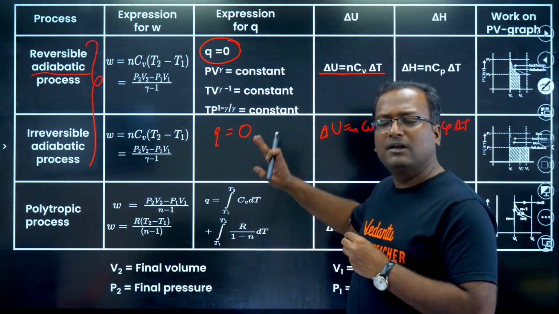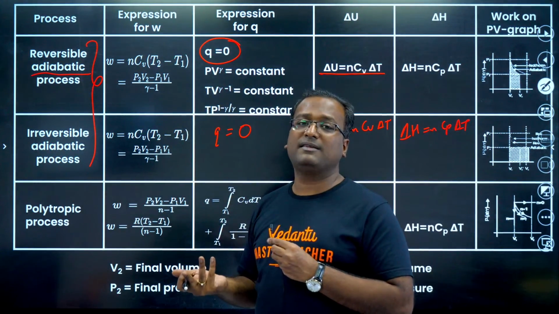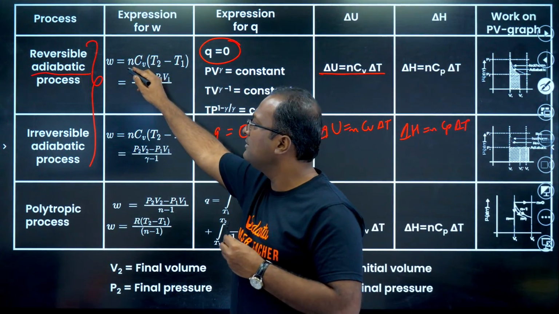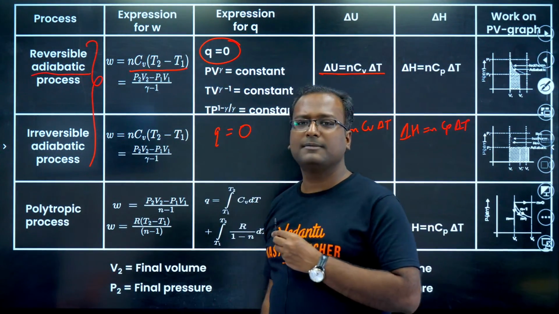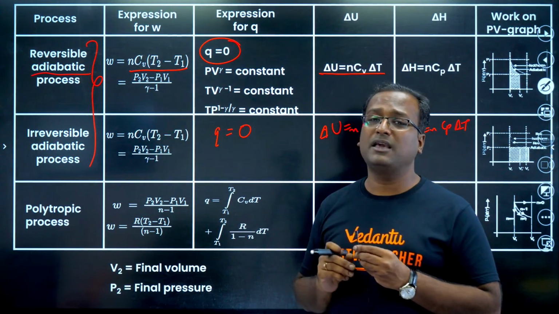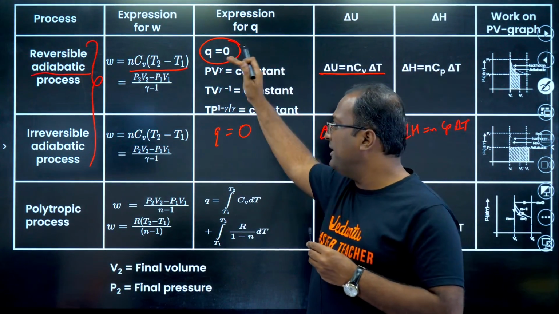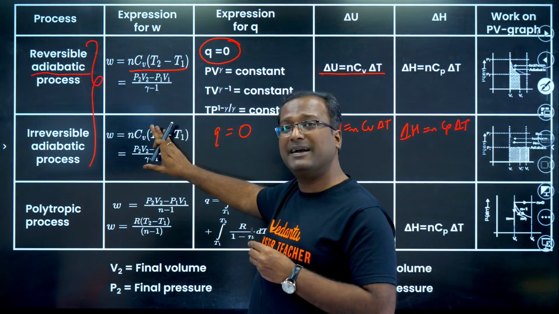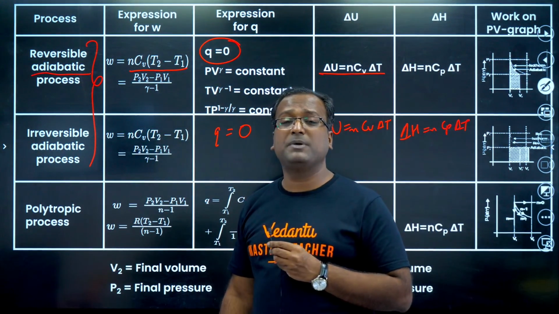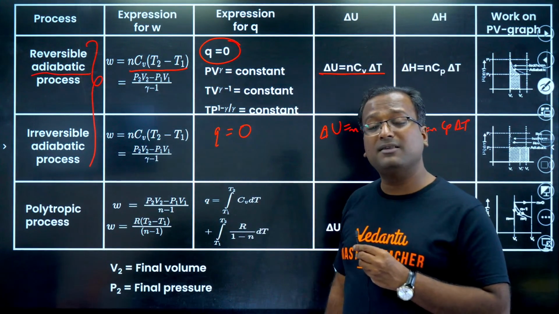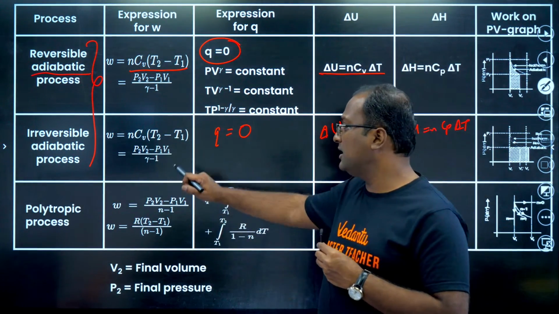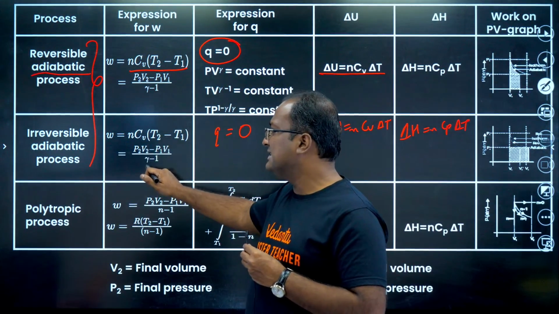ठीक है? Now, since Q was 0, first law tells us W equal to delta U. So if you know delta U, W, so directly we know. Simple. So reversible adiabatic is a simple case to deal with. The moment we talk about irreversible adiabatic, this is also simple. Why is it simple? Q is 0 and delta U ka formula is fixed, NCV delta T. So work done formula also comes out to be the same.